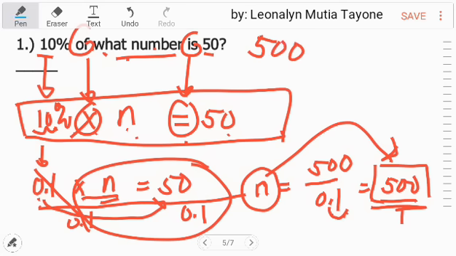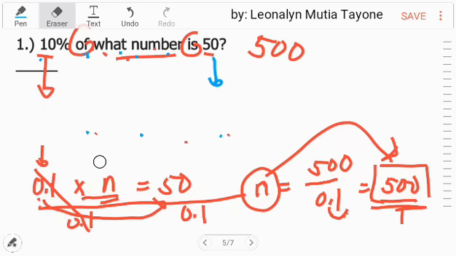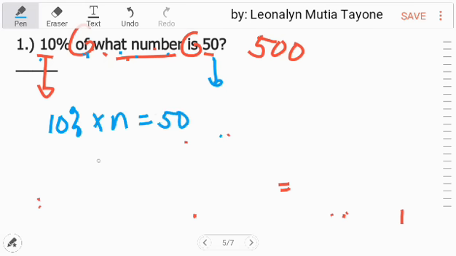Uulitin ko lang. 10% of what number is 50? Ang 10%, kinopya lang natin. Ang of ay equivalent ng multiplication equals yung n, bali, ay let n be our number. Then, si is equals, then, kinopya si 50. So, ito na yung equation natin. 10% times n equals 50. Pwede rin ganito ang pagkasulat mo. Pariho lang din. 10% of n equals 50 or 0.1 n equals 50.